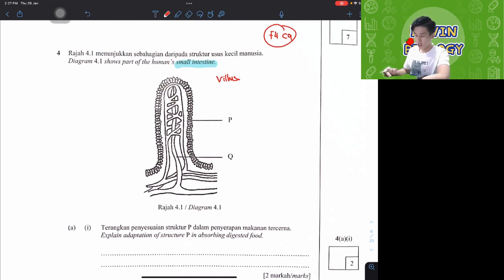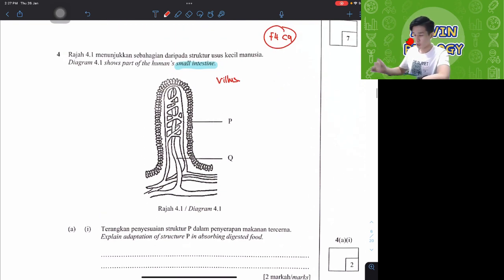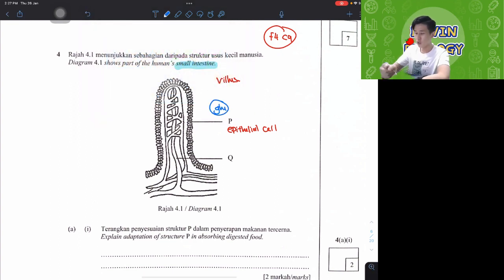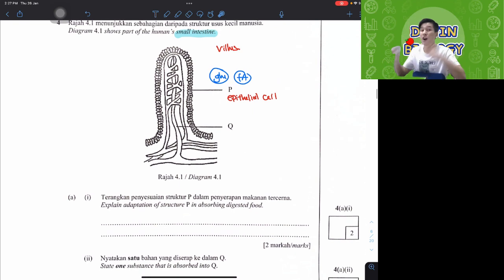Explain the adaptation of structure P in absorbing digested food. So structure P is the epithelial cell, epithelium in BM. So no matter what kind of nutrient you are, glucose, your amino acid, or even let's say fatty acid, you need to definitely pass through the epithelial cell first before you can be absorbed into the body. Pass through the epithelial cell of the villus.